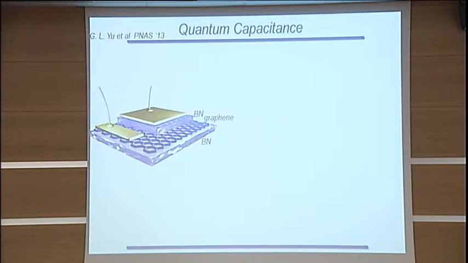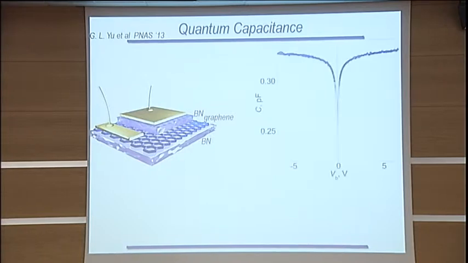But the main reason is that capacitance measurements give you really deep insight into the physics, especially the interaction physics in graphene. So if you measure the capacitance as a function of bias, surprisingly, well, it's not surprising, the capacitance doesn't stay constant. It shows this very pronounced, very sharp dip, and that's due to the quantum capacitance.